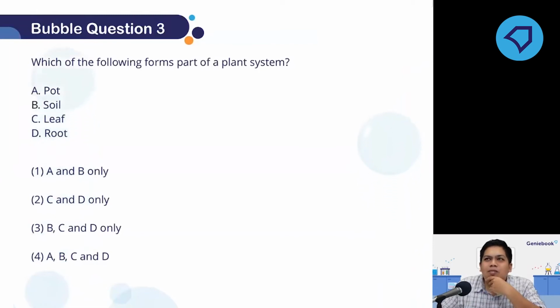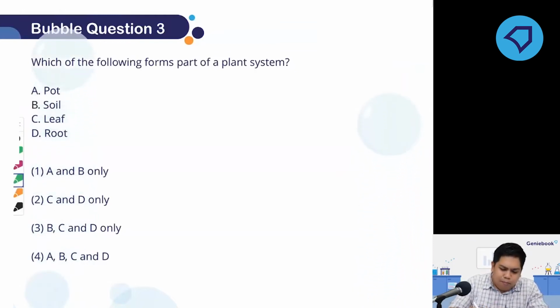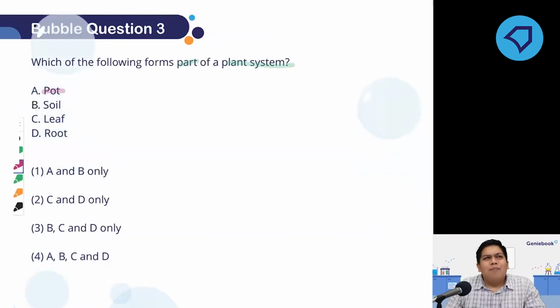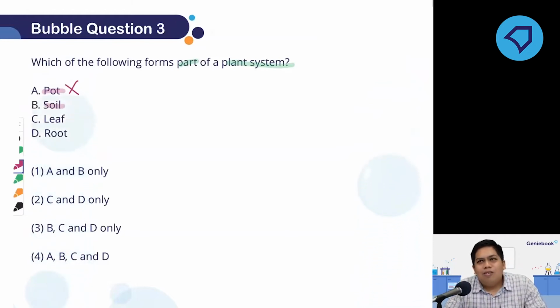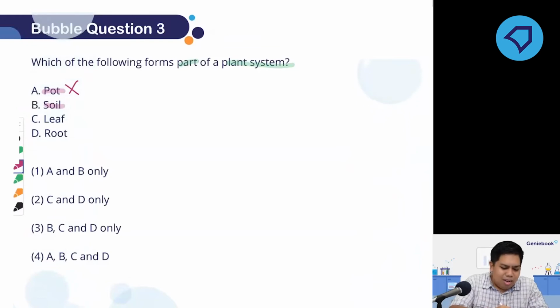Like question 1 just now, about 88, 89% of you got it correct. So this is pretty easy. We want parts of a plant system. So is the pot part of the plant system? The pot is just to hold the soil, right? So definitely no. And then is the soil part of the plant system? Also no. Soil is where the roots are, but it's not part of the plant system. So this is also out.